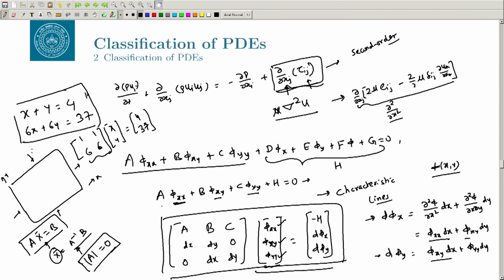So, using the same logic, if we are interested in finding the regions for which the solutions of phi_xx, phi_xy and phi_yy do not exist, what we need to do is see where the determinant goes to 0. Wherever the determinant goes to 0, the solution will either not exist or not be defined, or you cannot find a unique solution. Those regions will be our characteristic lines. So, let us look at the region where this is not defined.